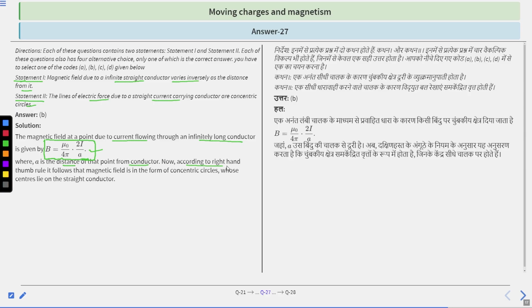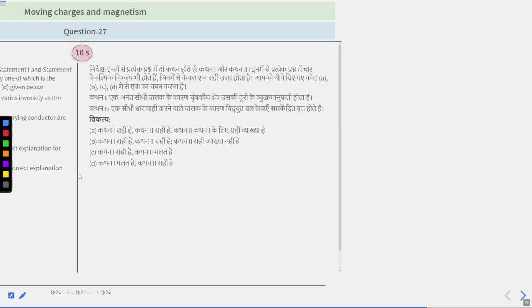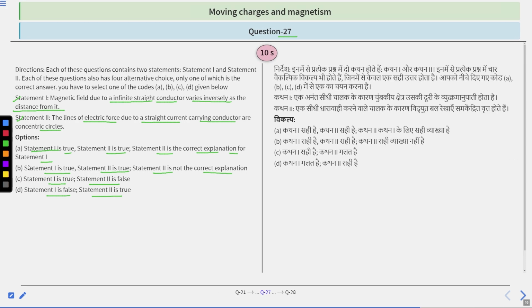Now according to the right hand thumb rule, the magnetic field is in the form of concentric circles whose centers lie on the straight conductor. So the correct answer is B. This one is correct. Next question, question 28.